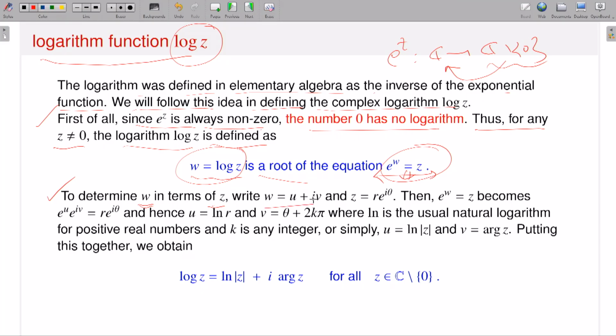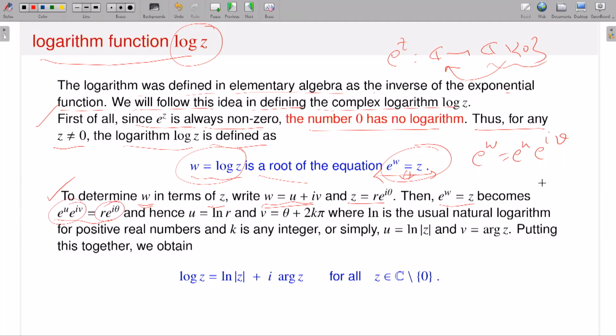Now let w be equal to u plus iv, and let z be equal to r e to the power i theta, because z is fixed. Suppose the corresponding exponential form is r e to the power i theta, where r is the modulus of z and theta is the argument. And w is equal to u plus iv. I would like to write my w in terms of z. Let's see. So you have e to the power w is equal to z. By definition, if w is equal to u plus iv, then e to the power w is e to the power u times e to the power iv. And on the right hand side you have z, which is r e to the power i theta.